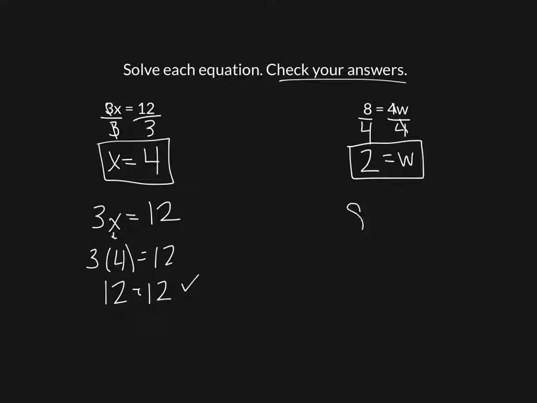So I'll write down my original equation here. Instead of w, I'm going to put my 2 in there. And I know that 4 times 2 is 8, so 8 equals 8. So that checks out. Now this was all the equations that they wanted me to work on with you, but there's going to be some trickier ones, so I thought it would be in your best interest to show you what a trickier one would look like. So let's practice that one next.